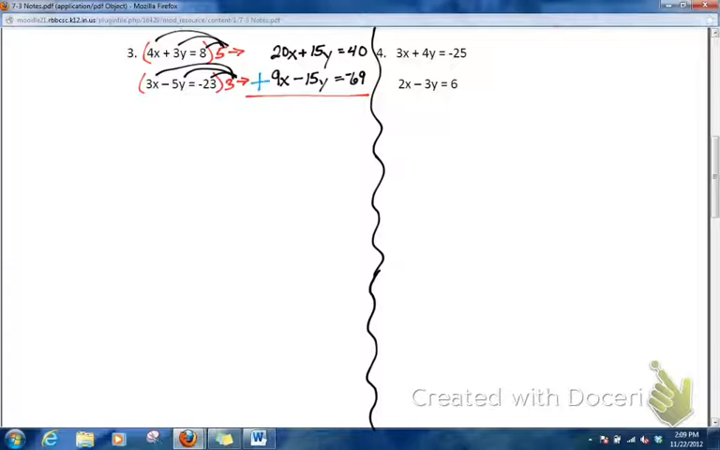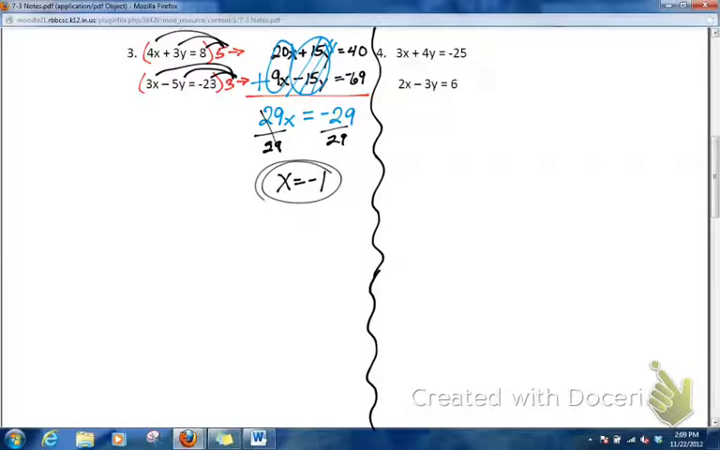I'm going to add the two equations together. 20x and 9x makes 29x. Positive 15y and negative 15y is what cancels out. 40 and negative 69 makes negative 29. Should be an easy solve here. Divide by 29, and x equals negative 1. So there is your first answer. X is negative 1. Again, same as always, plug it back into one of the original problems.